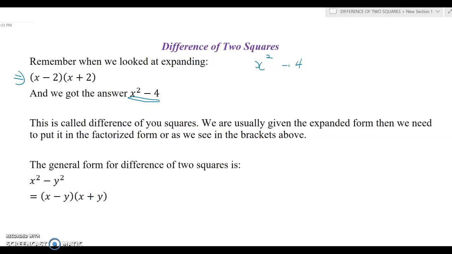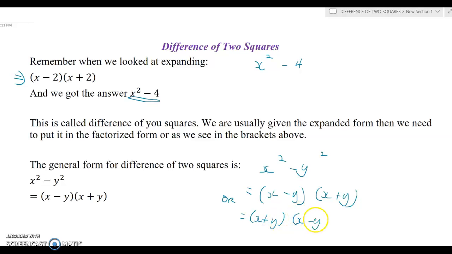notation right there. Now, the general form for difference of two squares is, for example, if I have x squared minus y squared, the general form is x, the first term, minus y, by x plus y in the second brackets. Or you could have x plus y first and then x minus y second. It doesn't matter what order you have it in. Now, we're going to look a little more at that example at the top there. x squared minus 4.